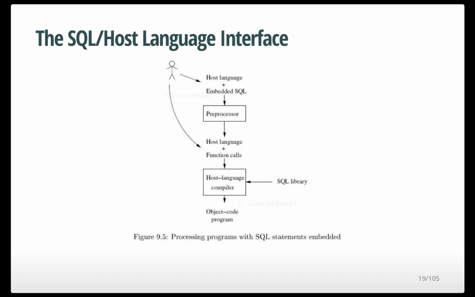The programmer can also just simply write code that bypasses the embedded SQL and just writes Java code that makes those function calls directly. That's actually far more common. But once you have Java with function calls, then you can run it through a regular Java compiler. Of course, you need some kind of a library from your database to be able to connect. And the result of that is a regular program that talks to the database. So that's where we want to go.